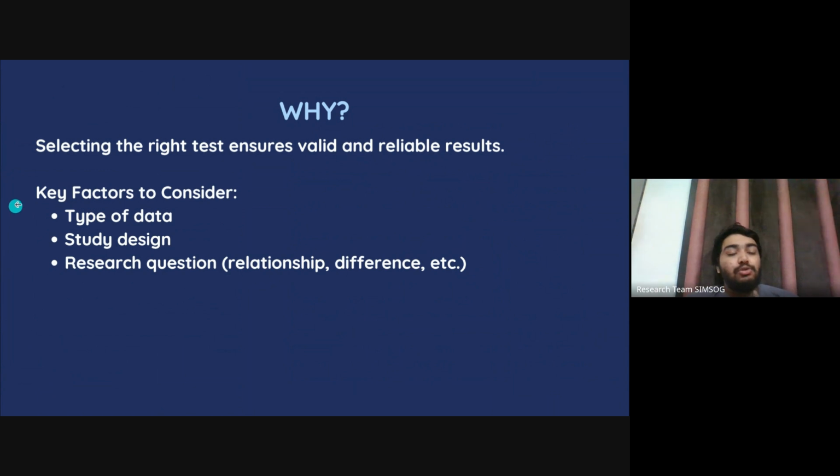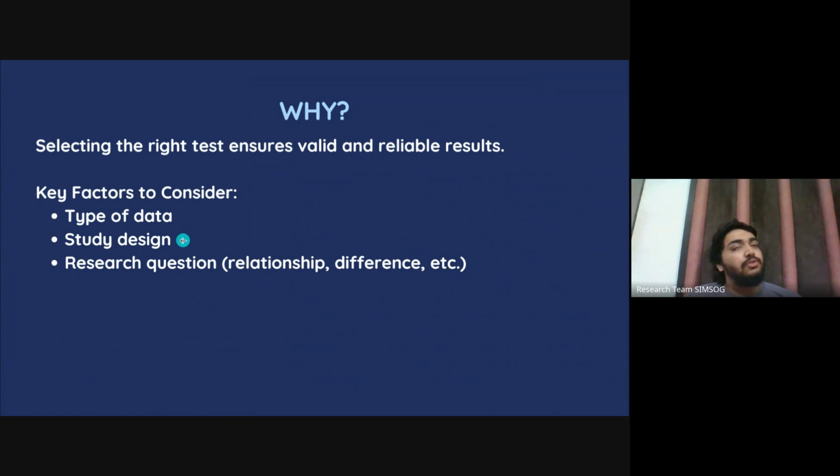Now, how to do that? There are certain key factors to consider. We should know what data we are going to have. We should first decide a questionnaire or case record form, and what variables you're going to collect, and then go to the statistical analysis plan. That is the type of data you're going to have.